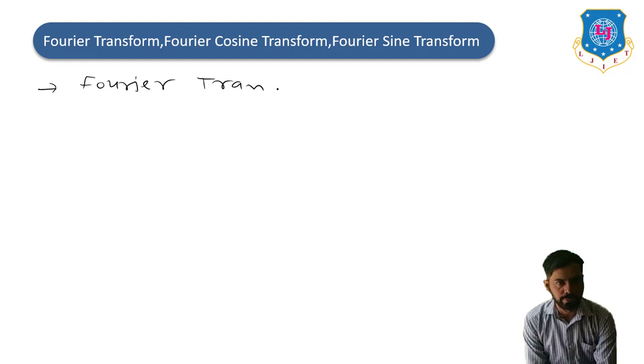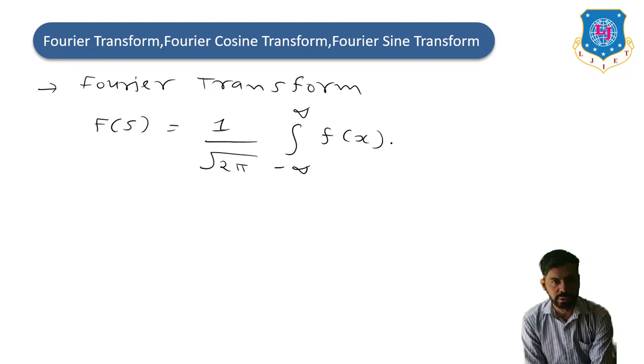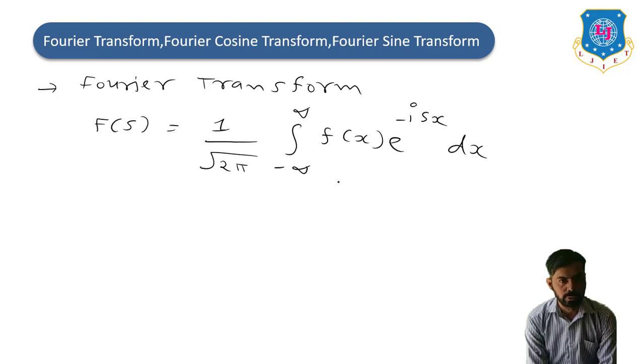Fourier Transform of function f of x is given by F of s, that is equal to 1 divided by square root 2 pi, integration minus infinite to infinite f of x into e raised to minus i s x into dx. So by using this formula we can find out Fourier transform of function f of x.